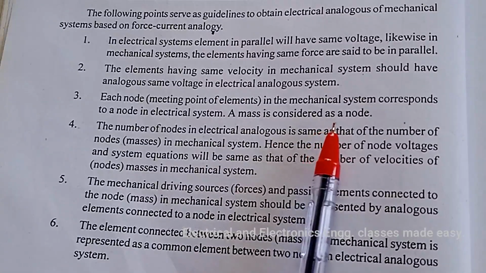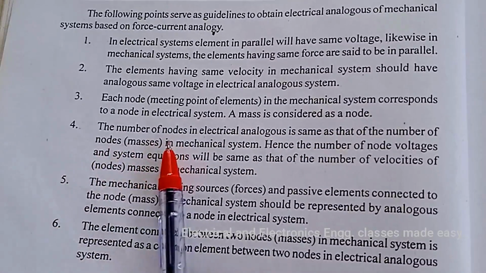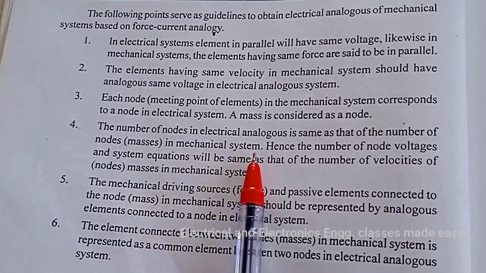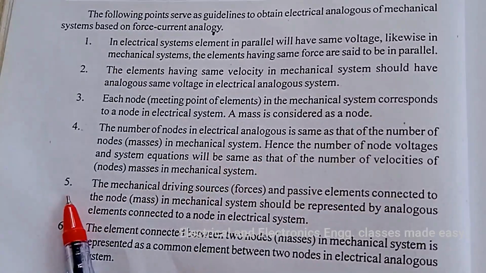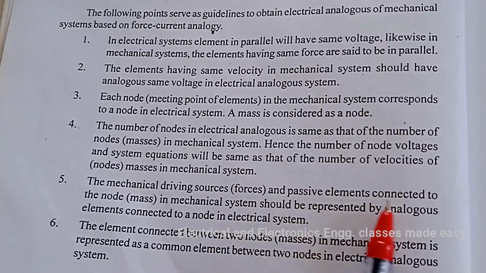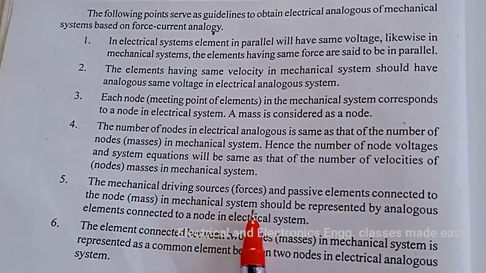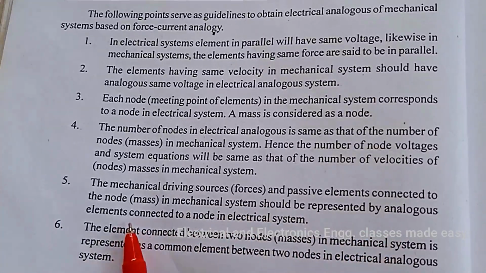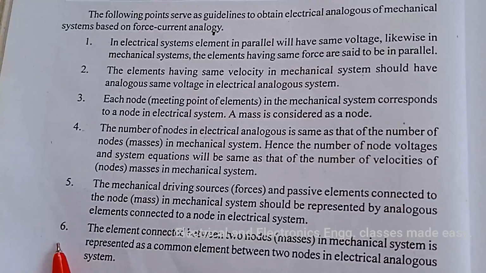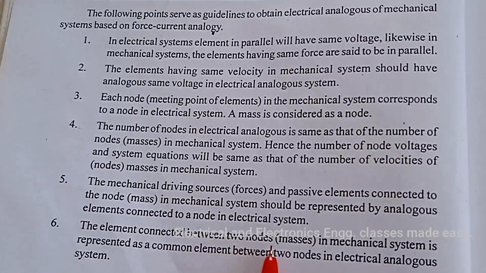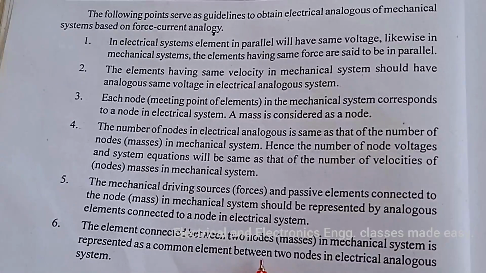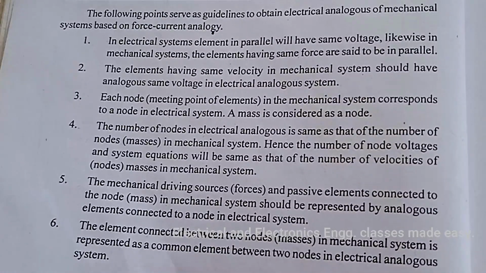A mass is considered as a node. Then fourth one, the number of nodes in electrical analogous is the same as the number of nodes in mechanical system. Then fifth one, the mechanical driving sources, that is forces, and passive elements connected to the node in mechanical system should be represented by analogous elements connected to a node in electrical system. Then the last one, the element connected between two nodes in mechanical system is represented as a common element between two nodes in electrical analogous system.